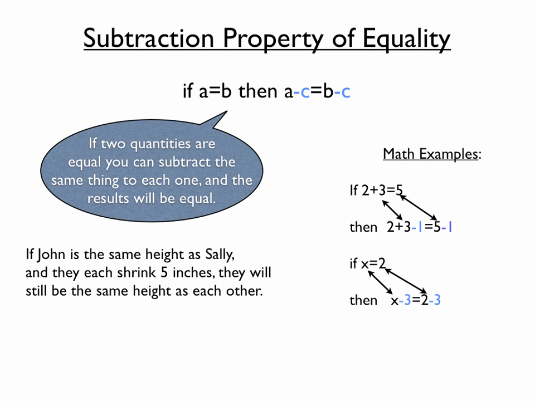There is also a subtraction property of equality, and that just says that if two quantities start out the same, if A equals B, then we can subtract the same thing from each side, and the results will still be equal. Again, if John is the same height as Sally and they each shrink 5 inches, they're still the same height as each other. The math examples shown here are the same ones as on the previous page, only instead of adding the same thing to both sides, we're subtracting the same thing from both sides.